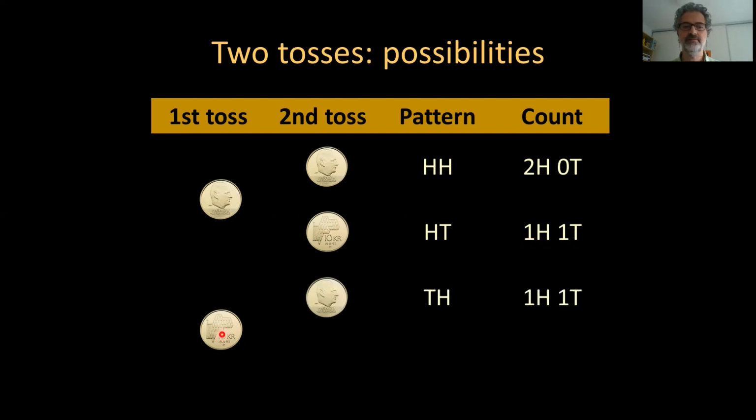If you got tails the first time, you could get heads the second time and get this pattern and this count, one of each. Or you could get tails the second time as well, so you'd end up with tails twice and no heads. So the only way to get heads twice is to get heads in the first and the second toss. But you can get heads and tails by either having heads first, tails second, or tails first, heads second.